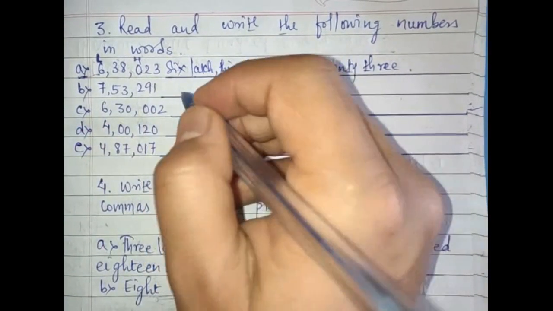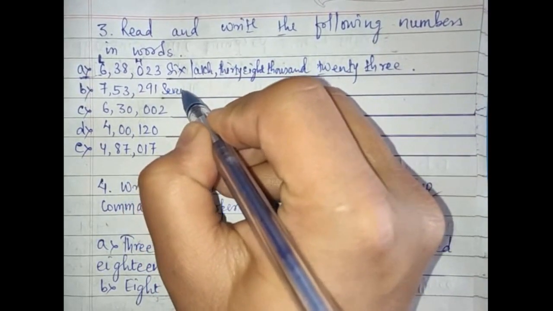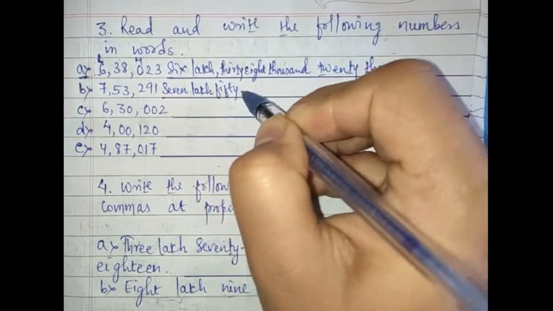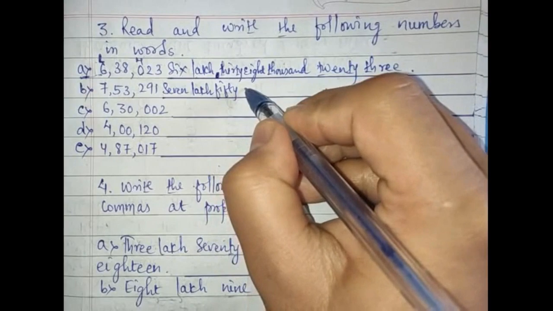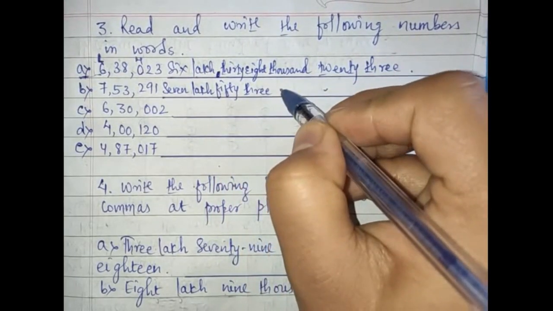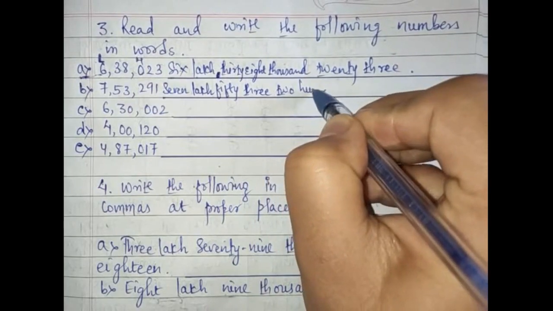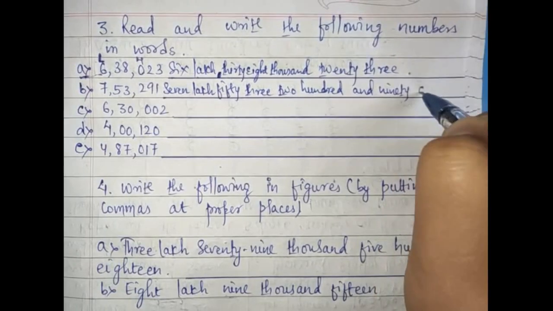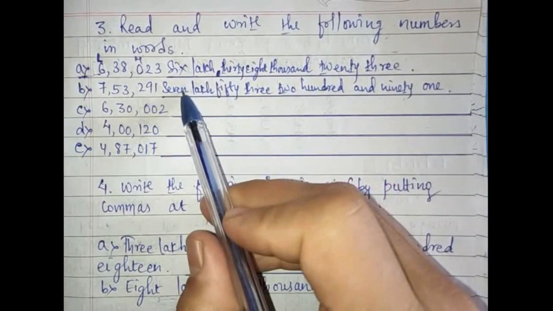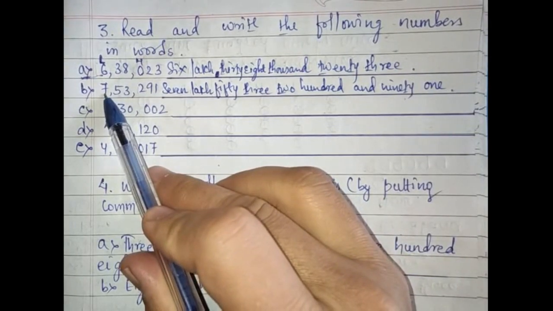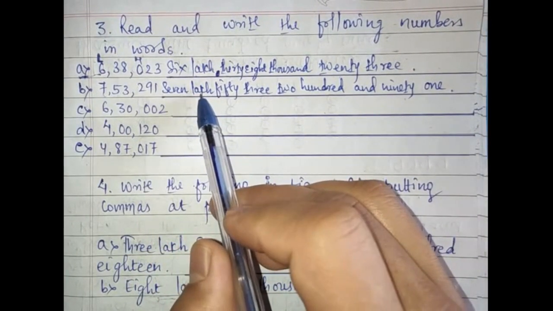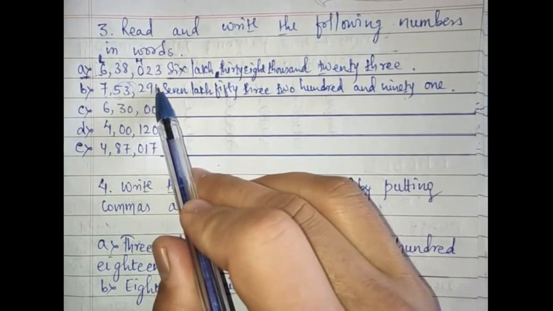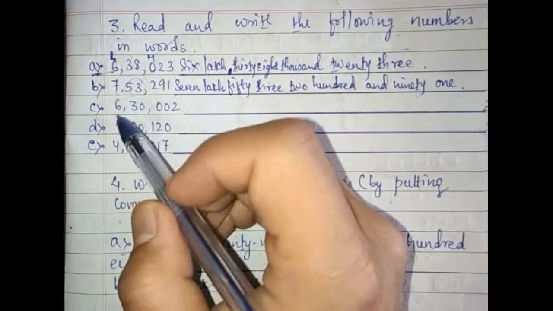Let us proceed to the next. Now 7 lakh 50. Do not put a comma here. Sorry. 53,291. Okay, 7, because 7 is in the lakh position. 7 lakh 53,291. All right. So I hope you have understood how to write.